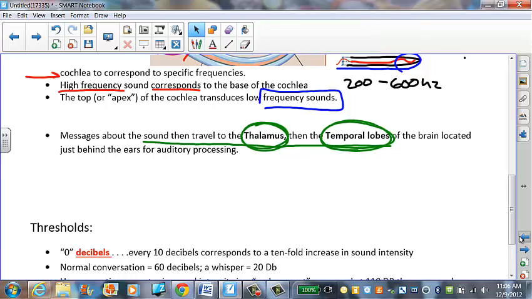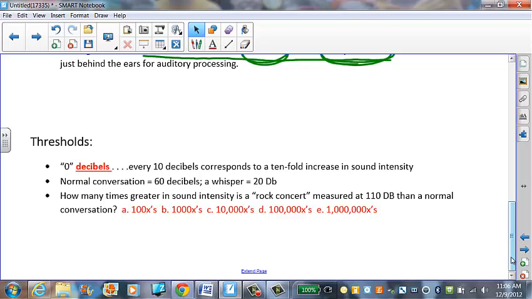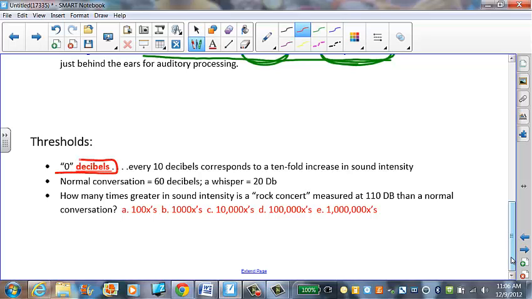Now, there's a couple other things about sound that we need to know, like threshold. Remember we spoke about absolute threshold and signal detection theory. We measure sound in decibels. Our threshold is conveniently determined as 0 decibels. Now, we probably know we don't have an absolute threshold, but every 10 decibels we go up, from 0 to 10, 10 to 20, 20 to 30 decibels, corresponds with a tenfold increase in sound intensity or loudness. So sound intensity is kind of the same as loudness.